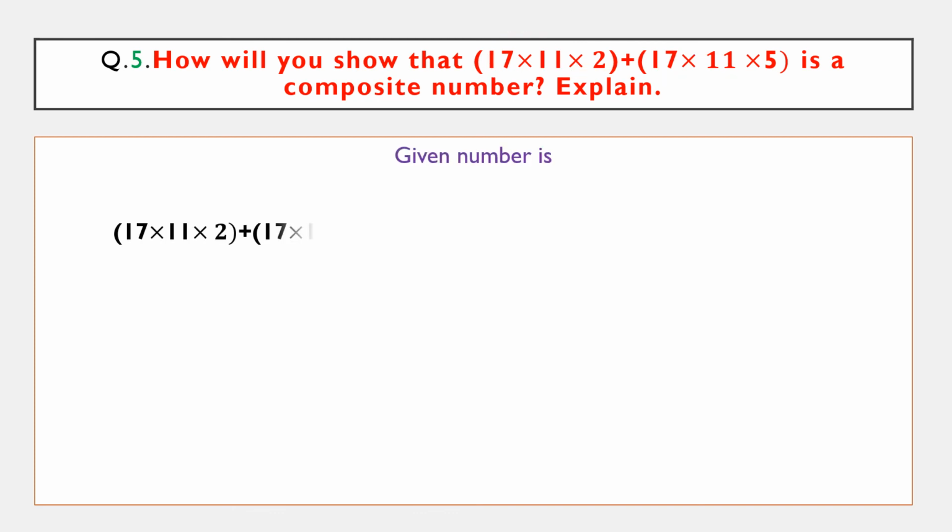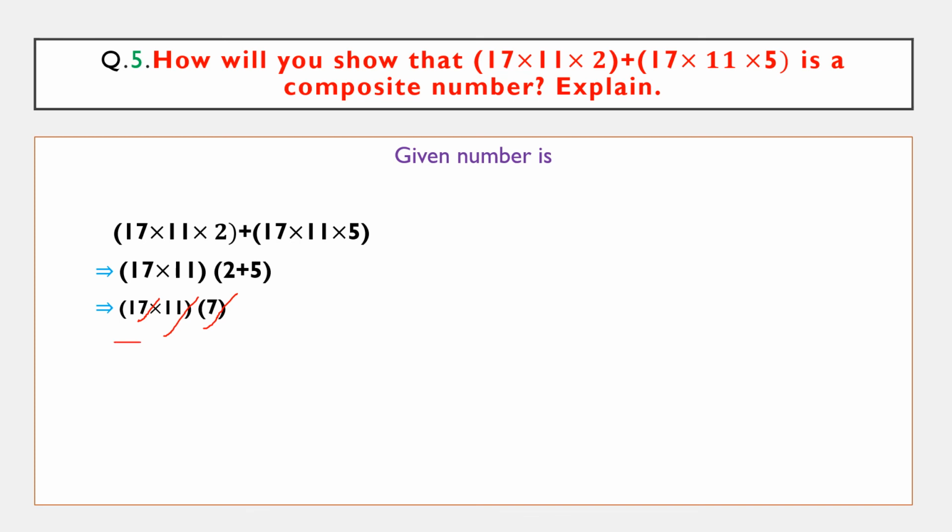The given number is, whatever number he gave, you should write that one. Here, as 17 and 11 are common in these two terms, I took 17 into 11, and the remaining things are 2, and in between there is plus, so I took plus here, plus 5. Okay, so you'll have 17 into 11 into 7. So here you have the product of three prime factors.